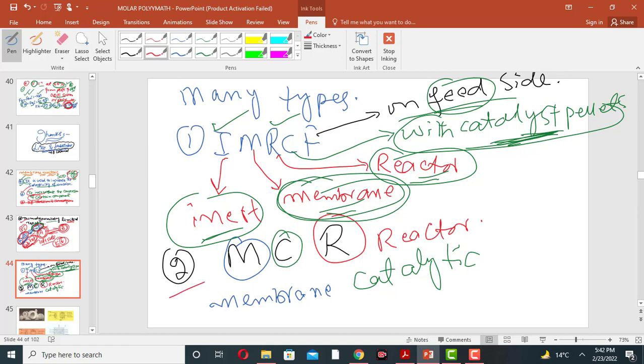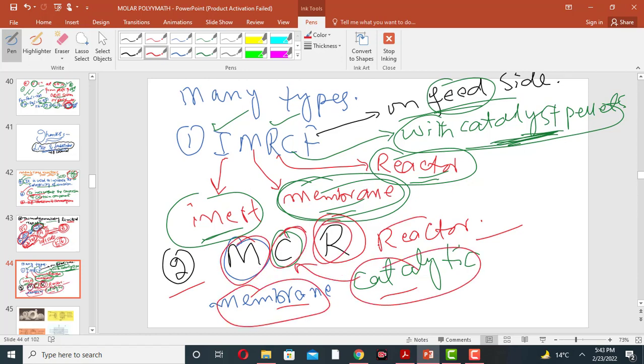The other type of membrane reactor is the membrane catalytic reactor.